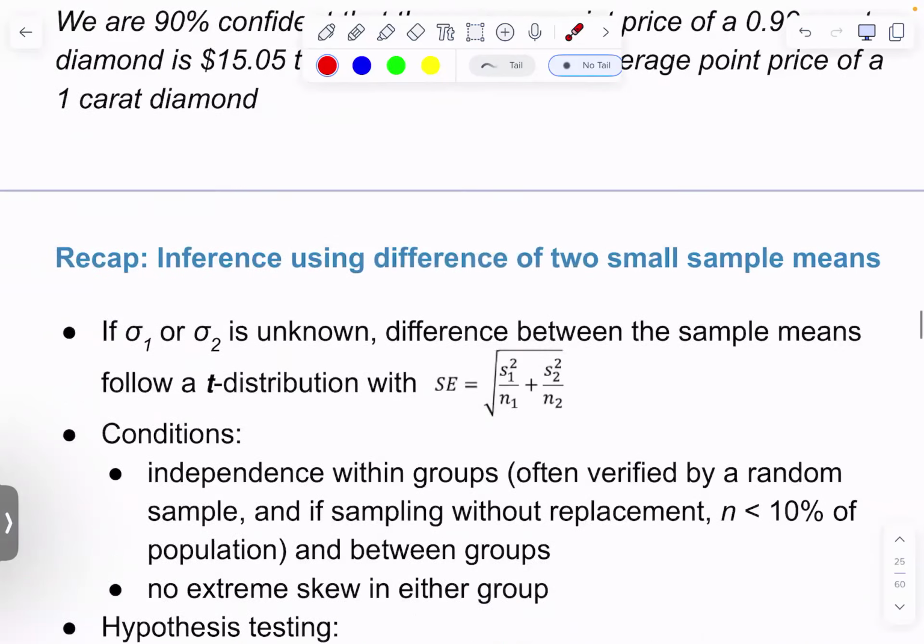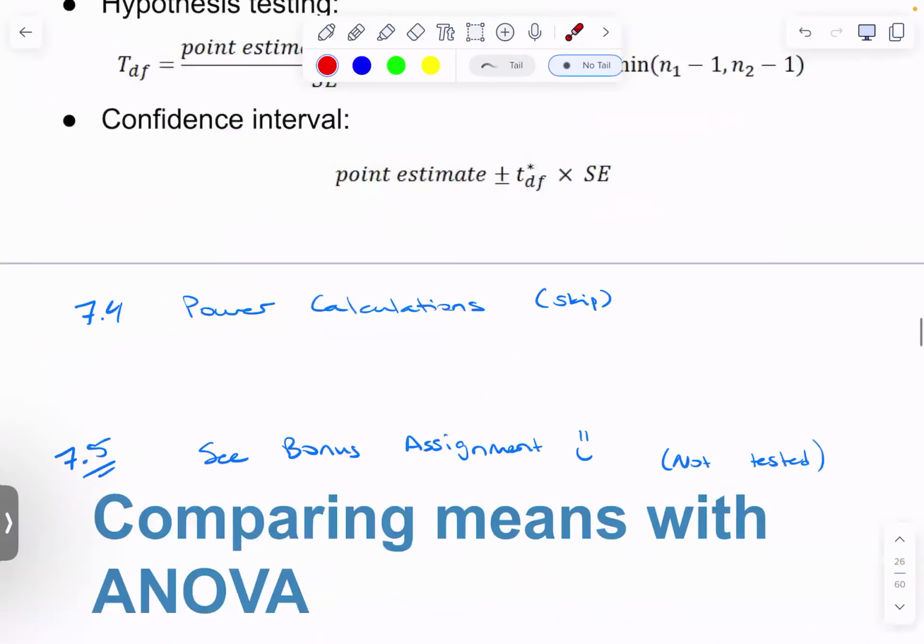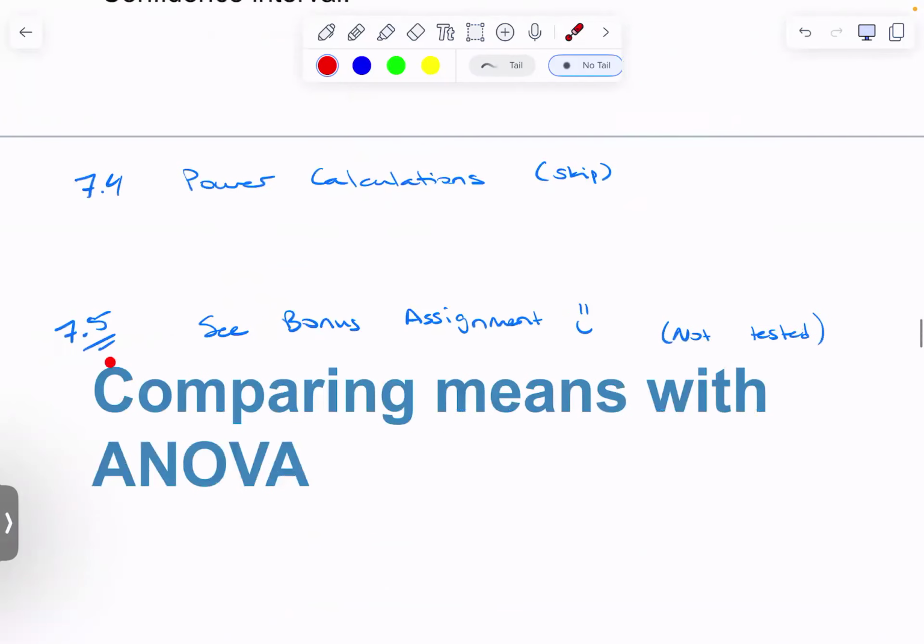Okay, there's a recap, but also section 7.4 we're not doing because it's power calculations and we don't need to do that. And then 7.5 is comparing three or more means with ANOVA, which is not tested. I'll highlight that part.